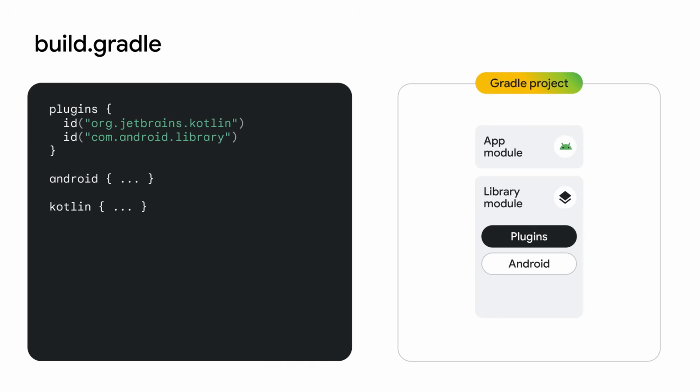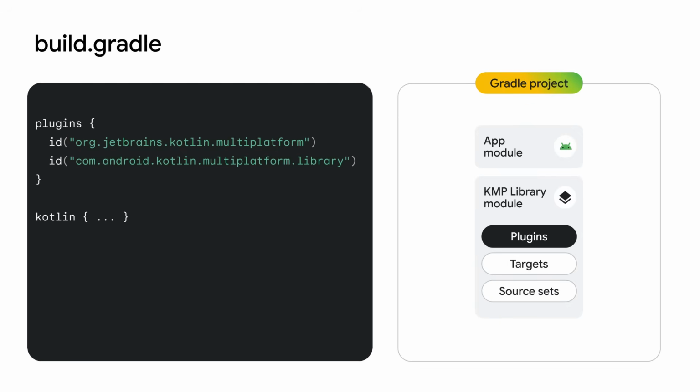An Android library is configured with the Android Gradle plugin and the Kotlin Gradle plugin, each with its own DSL. To convert this to KMP, we need to use the KMP versions of these plugins, which provides a unified Gradle DSL to configure the build.